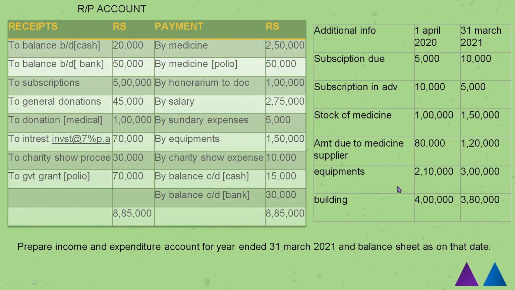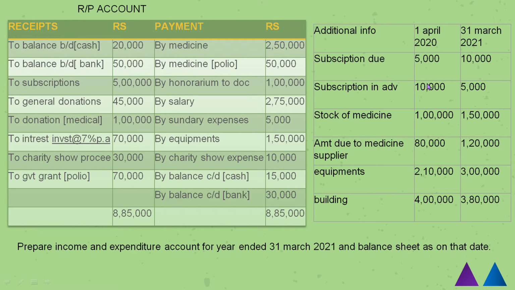Now look, here we are given building of 4 lakh, and at the ending we are told that building is 3 lakh 80,000. But here no building was sold or purchased, or anything done. So how did 4 lakh turn into 3 lakh 80,000? Yes, by the concept of depreciation. So we assume that they have put 20,000 of depreciation here.